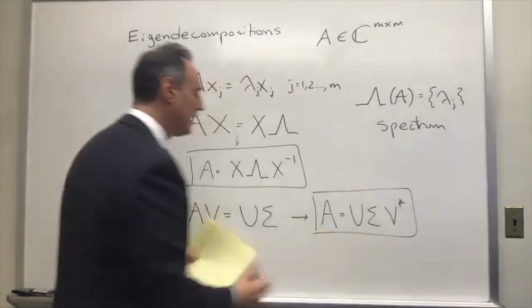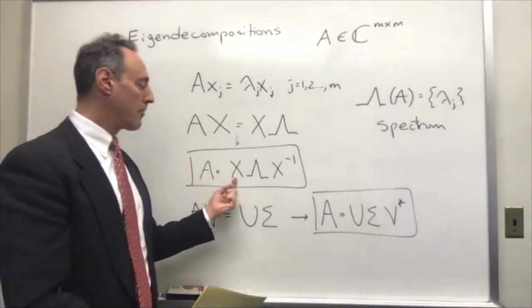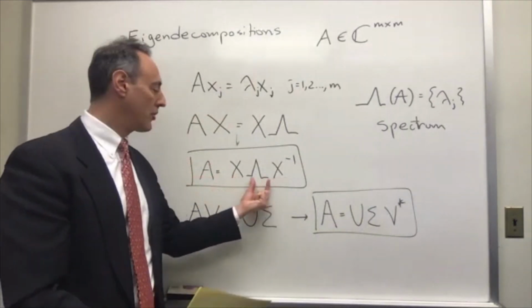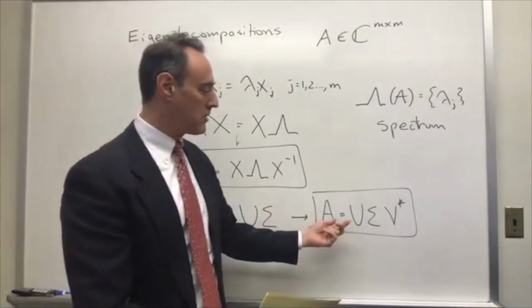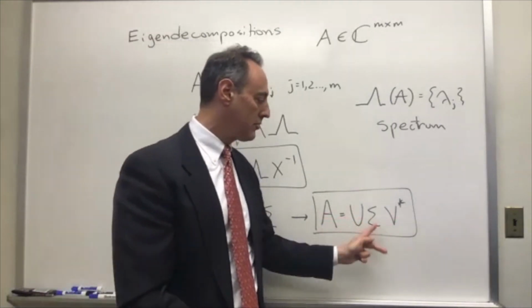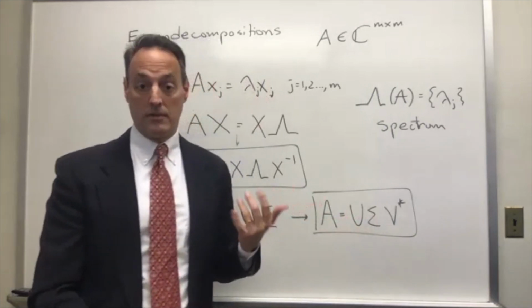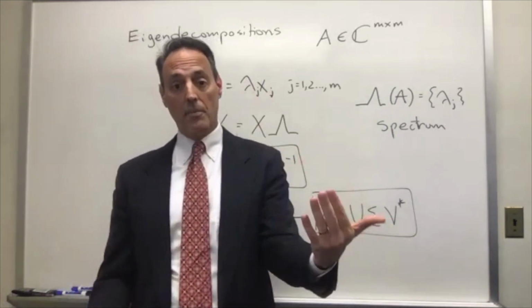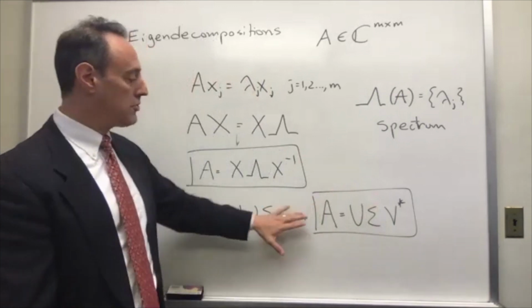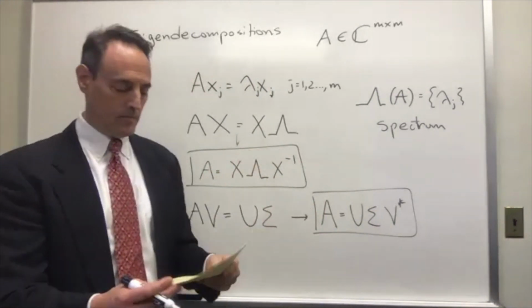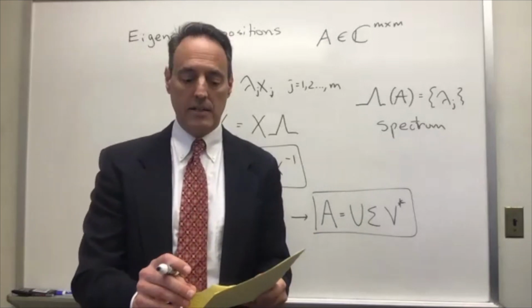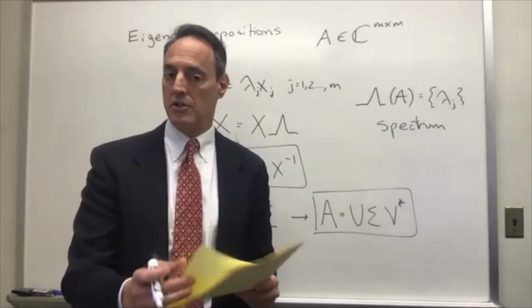The commonality is that this decomposes it into a product of three matrices, with the middle one being a diagonal. This also does a decomposition to three matrices, with the middle one being a diagonal. So they have something in common, but one uses two bases, one uses a single basis. Okay, so that's an important distinction between the two.